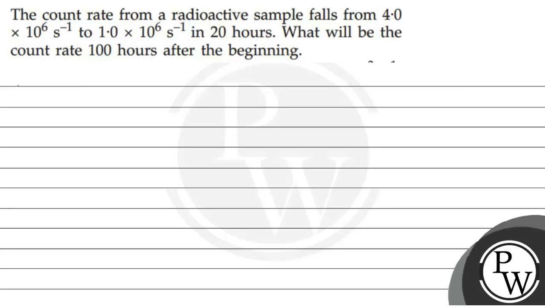Let's read the question. The count rate from a radioactive sample falls from 4 into 10 to the power 6 per second to 1 into 10 to the power 6 per second in 20 hours. What will be the count rate 100 hours after the beginning?